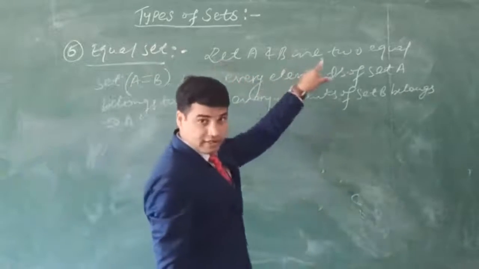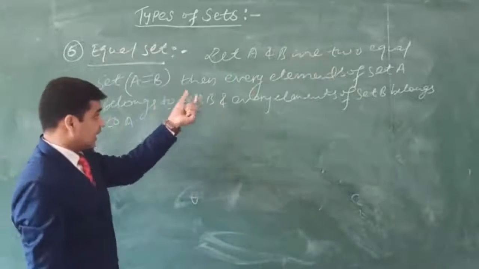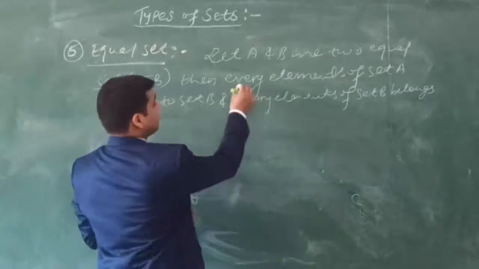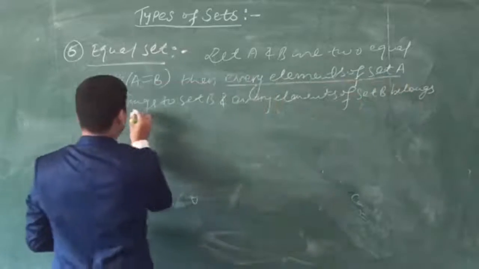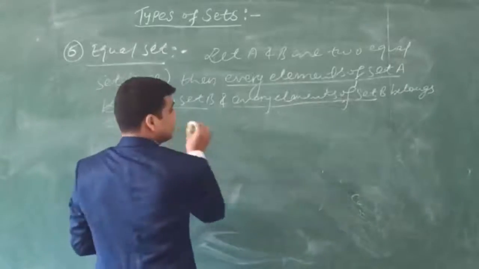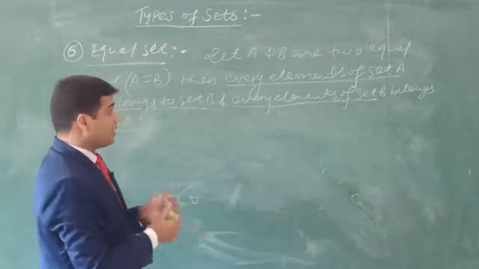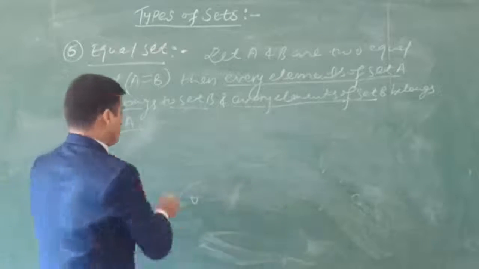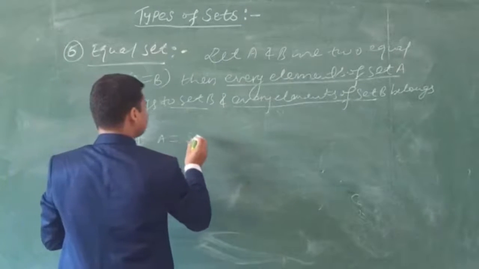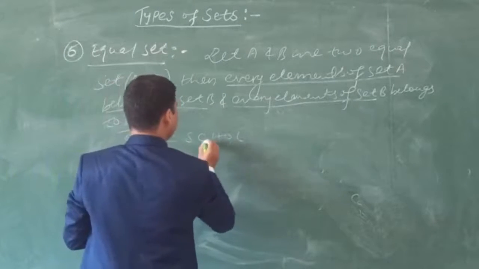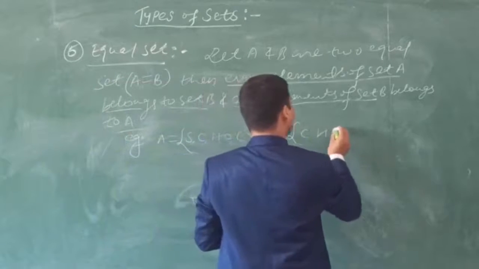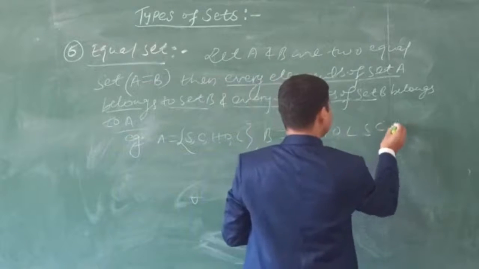Let A and B be two equal sets, A equals B. Then every element of set A belongs to set B, and every element of set B belongs to set A. So what is the meaning of this, and what is the basic difference between equal sets and equivalent sets? For example, I am taking set A as SCHOL. Now see this. As a second example, I am taking CHOLSCH.